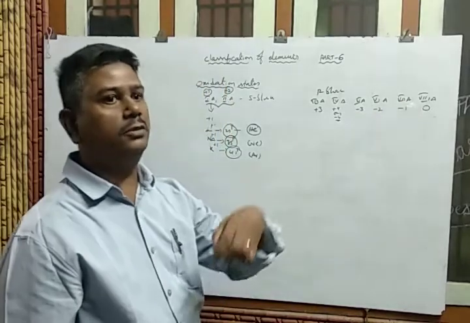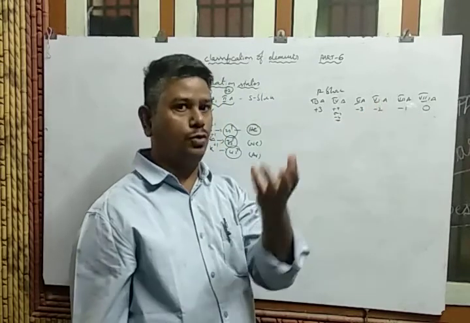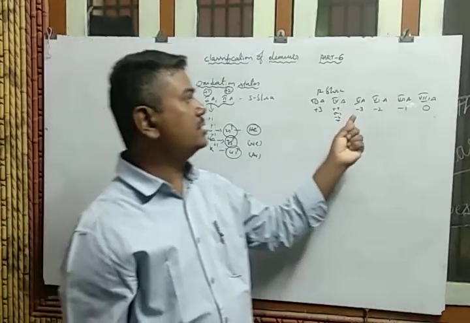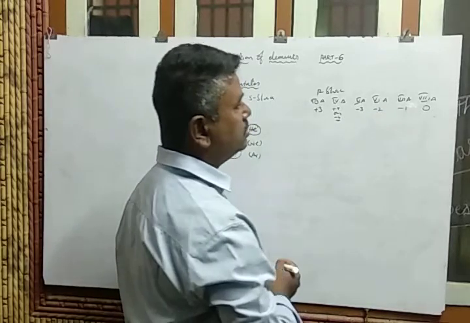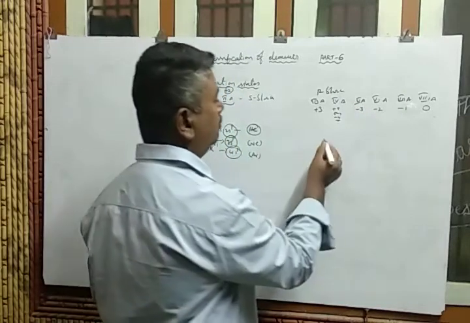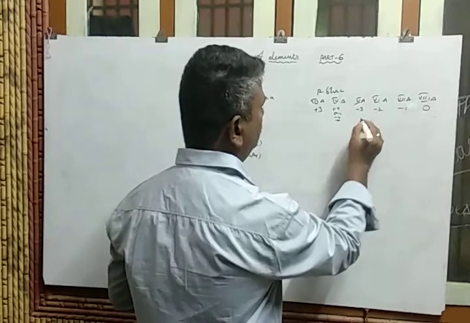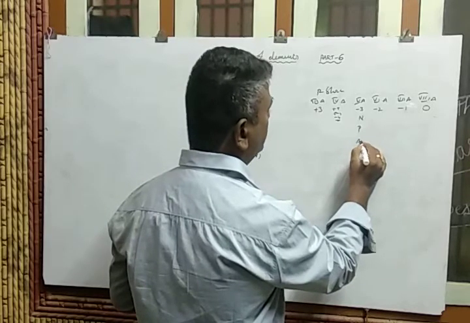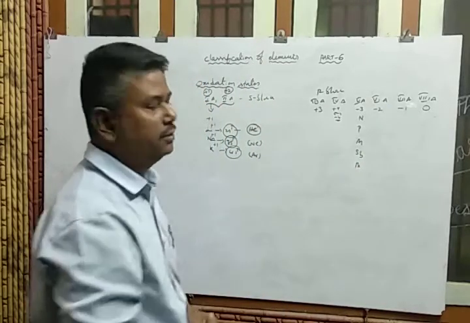So gaining electrons means having a negative charge. That's why -1. So 6A requires 2 more electrons, and 5A group elements require 3 more electrons. So those gain a negative charge. That's why here it is -3, -2, -1. Now observe the fifth group elements: nitrogen, phosphorus, arsenic, antimony, and bismuth.